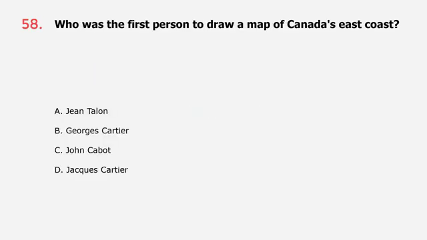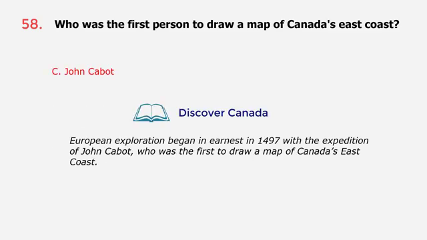Question 58. Who was the first person to draw a map of Canada's east coast? A. Jean Talon. B. Georges Cartier. C. John Cabot. D. Jacques Cartier. The answer is C. John Cabot.